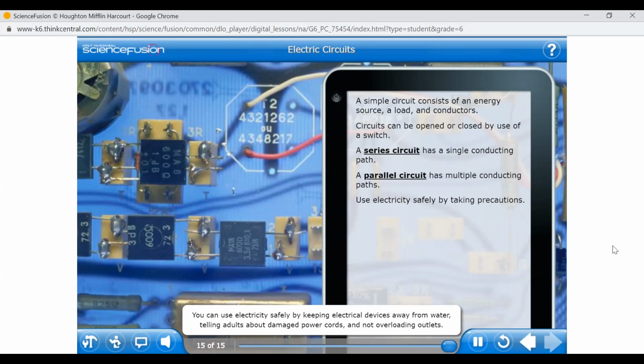You can use electricity safely by keeping electrical devices away from water, telling adults about damaged power cords, and not overloading outlets. Now that you've finished this lesson, if you wish, you can go back and review any part of the lesson again.